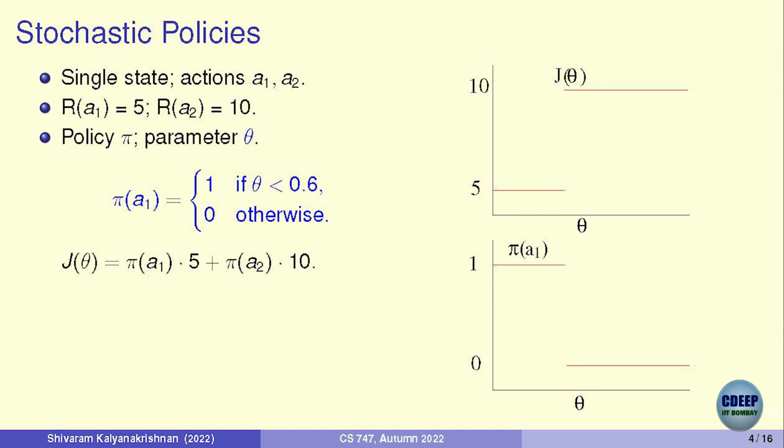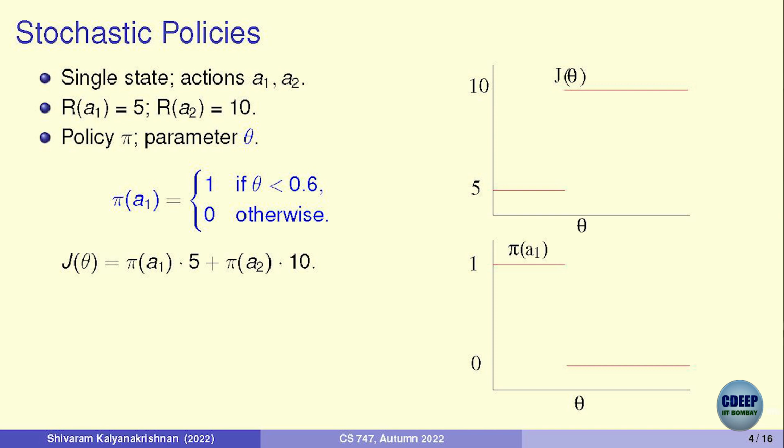For simplicity, we are starting with a bandit type of setup. There is no state. There are two actions, A1 and A2, in this world. If you take action A1, you get a reward of 5. If you take action A2, you get a reward of 10. But it so happens you are following a policy pi, which will tell you which action you're going to take.